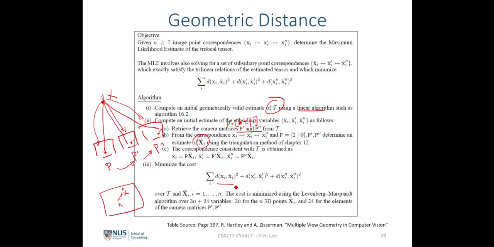This distance is denoted by these three terms, which represent the respective reprojection of the triangulated point into every single image. What we want to do here is minimize these reprojection errors over the 3n variables for the n 3D points, as well as the 24 elements in P prime and P prime prime, because P here is simply I and 0, and there's no need to optimize over it. But we'll look at this equation in more detail in the next lecture, because this is equivalent to a three-view bundle adjustment that we will look at in more detail in the next lecture.